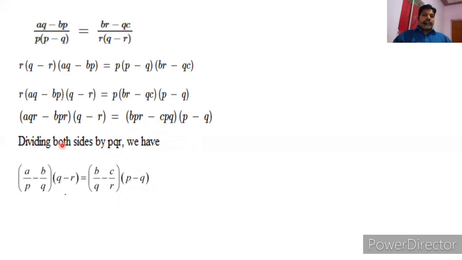See students, once again dividing both sides with PQR. AQR by PQR: QR will be cancelled, the denominator will become P, that is A by P. BPR by PQR: PR will be cancelled, the remaining value will become B by Q. Again BPR by PQR: PR cancelled, the denominator will become Q. CPQ divided by PQR: PQ will be cancelled, the denominator will become R. It will become C by R into P minus Q.